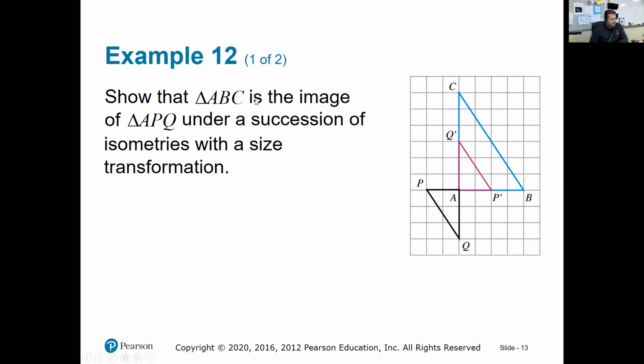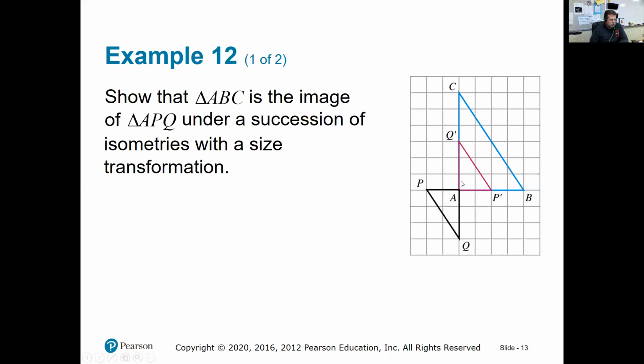All right, show that ABC is the image of APQ under a succession of isometries with a size transformation. I'm trying to get to ABC right here, but I'm starting here at APQ. So how am I going to get to here? First and foremost, I can do a half turn. Actually, I can only do a half turn. It's not a slide, because they're different shapes, it would have to look the same. It's not a reflection because P would have to be over here if it reflects.